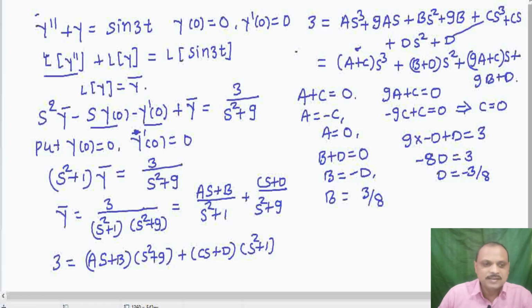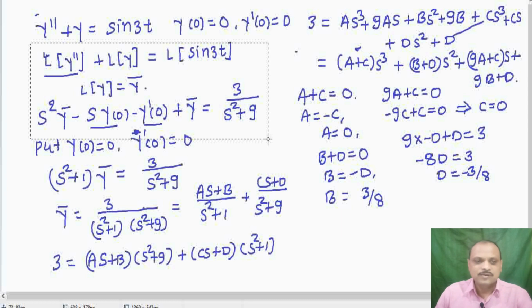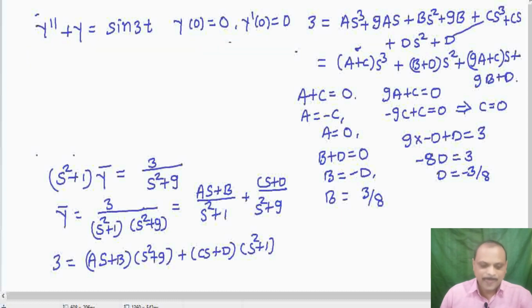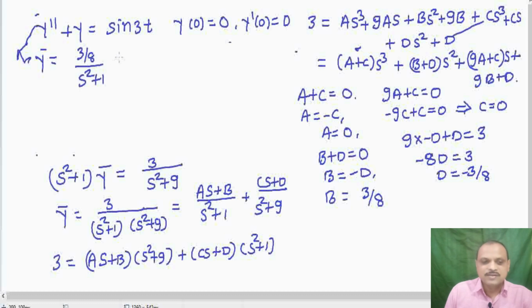Let us put these values here. If we put these values here, you can see what we get. y bar equal to a is 0, b is 3 divided by 8, divided by s square plus 1. d is minus, so minus 3 divided by 8 divided by s square plus 9. And this is L of y. y bar means L of y.